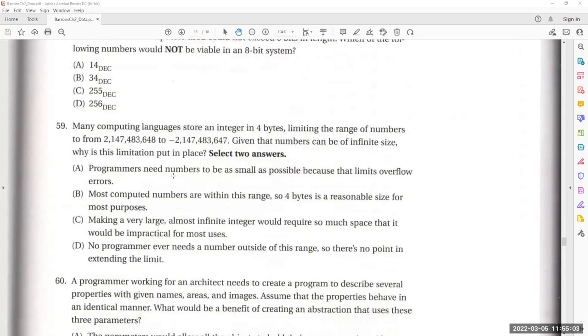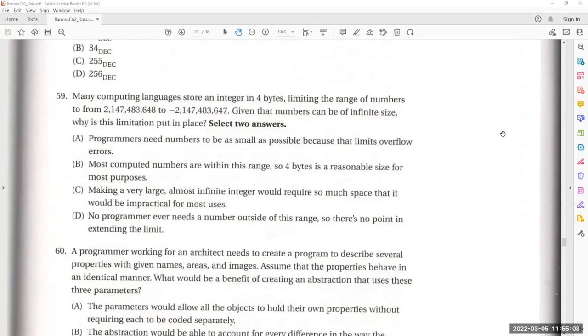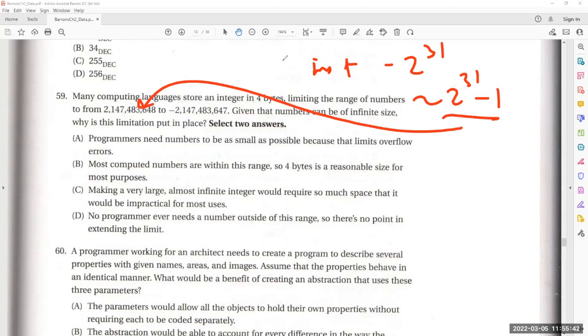So this one, okay, 59 may be interesting. Go back to Alex, 59. P2 problem. So you have an integer, right? Your integer is 4 bytes. Your integer in the data type is 4 bytes, and it ranges from -2 to the power 31 to 2 to the power 31 minus 1. And this one is this value. Okay.